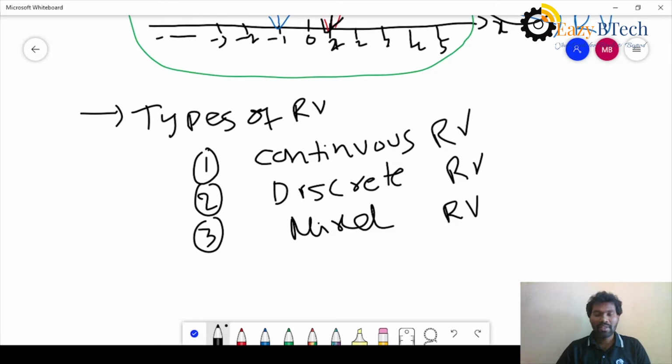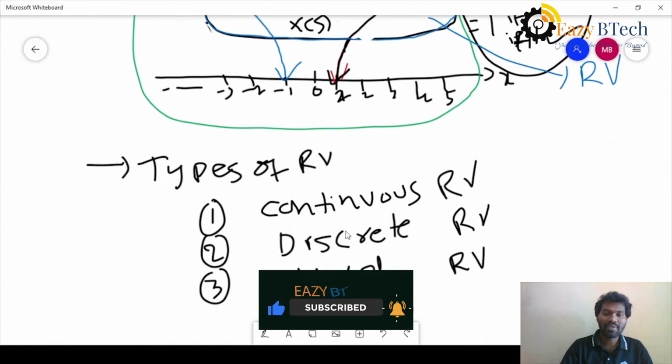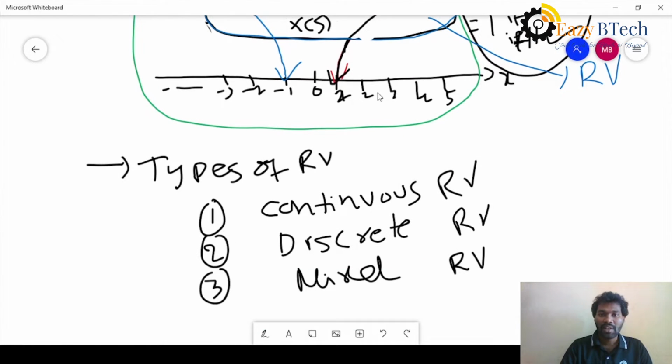So continuous means, if you see this one here, on the real axis you are having only 2 points, -1 and +1. So in this case, this random variable is called a discrete random variable. Why? Because here only discrete values, 1 and -1, are there. There are no other values. That's why it is called a discrete random variable.